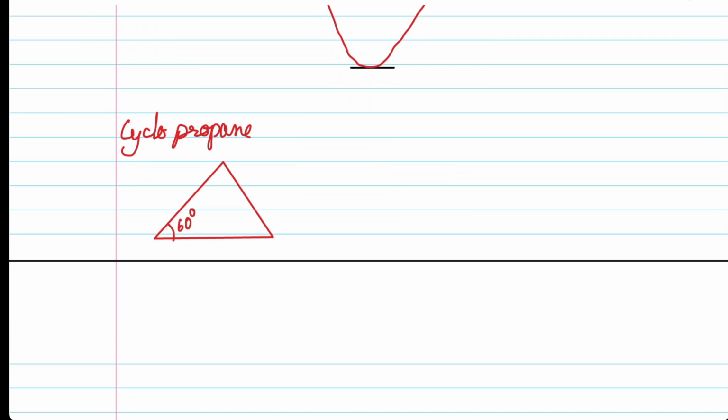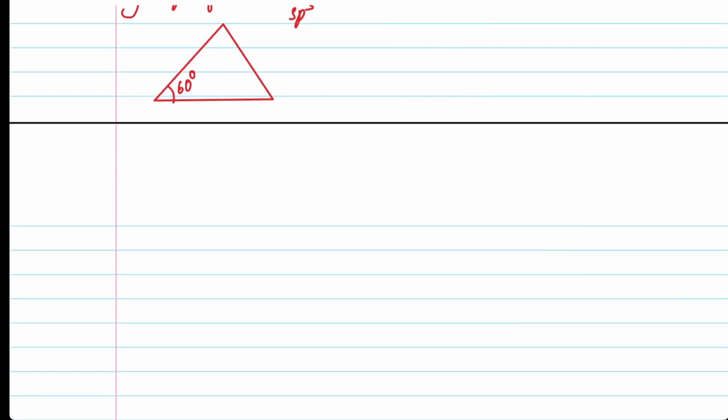But the problem here is that the carbon is sp3 hybridized, and sp3 hybridized carbon is supposed to have an angle of 109 degrees 28 minutes, or 109.5 degrees. If a particular molecule has an angle by the geometry or structure different from the angle predicted by hybridization, that molecule is considered to have angle strain. This angle strain is also termed the Baeyer strain.